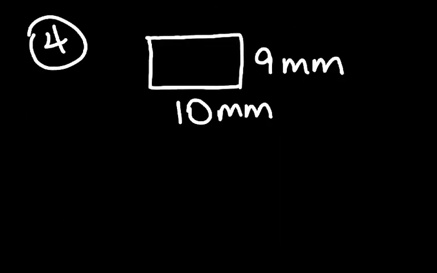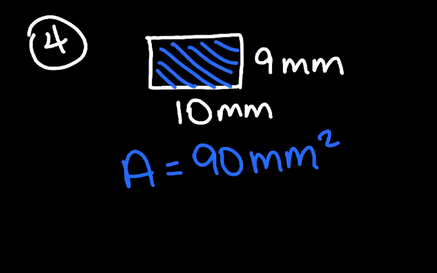Number 4, you're going to start by drawing your base, labeling your base times height, finding your area, and then your perimeter. 10 times 9 gives you 90 millimeters squared. And add up all your sides to get your perimeter. 10 plus 10 is 20. 20 plus 18 is 38.